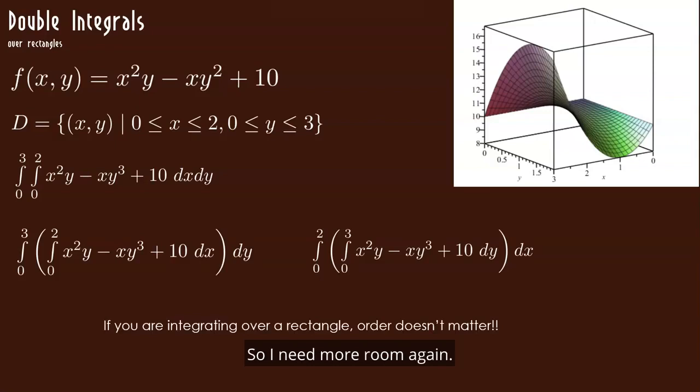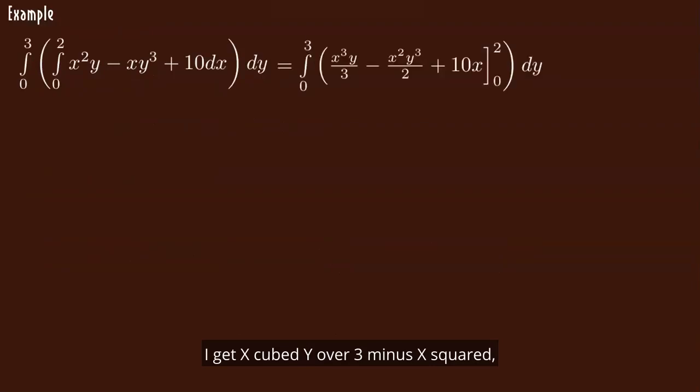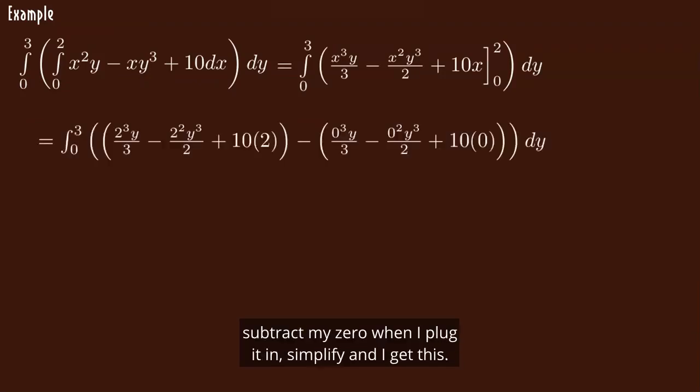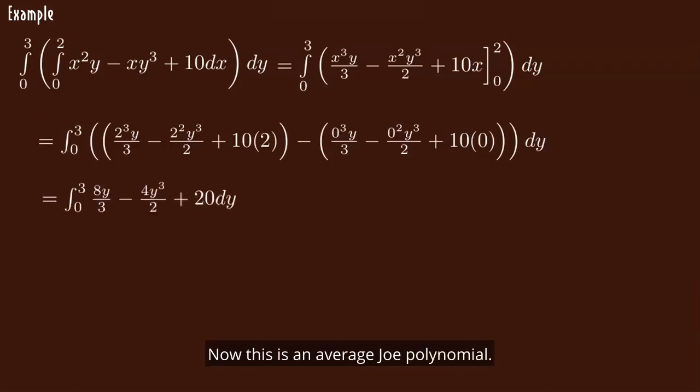So I need more room again. So here's my integral. I'm going to work from the inside out. Integrating this, I get x cubed y over 3 minus x squared y cubed over 2 plus 10x. I need to take this as x goes from 0 to 2. First plug in my 2, subtract my 0 when I plug it in, simplify, and I get this. Now this is an average Joe polynomial.